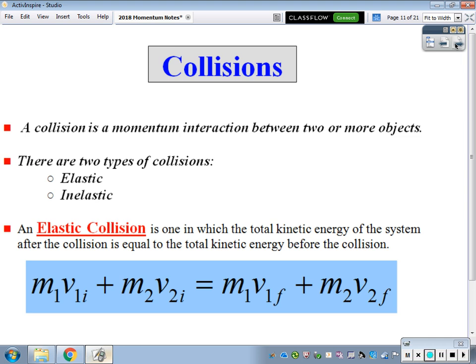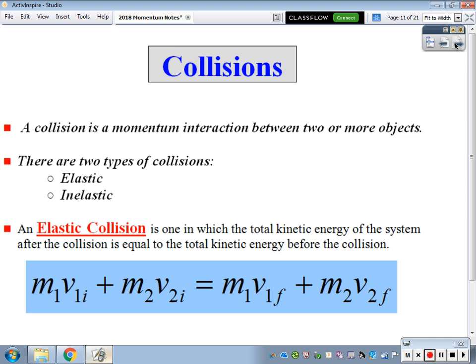More specifically than that, there are 2 types of collisions which we will take a look at. Elastic collisions and inelastic collisions. By textbook definition, an elastic collision is a collision in which the total kinetic energy of the system is the same before and after the collision.